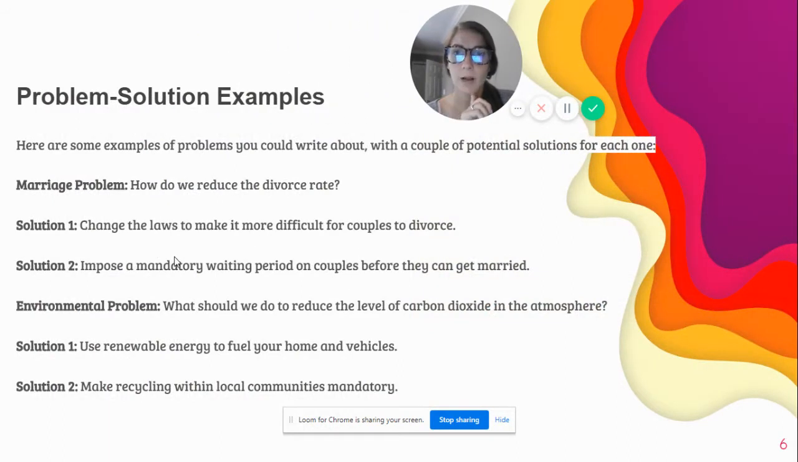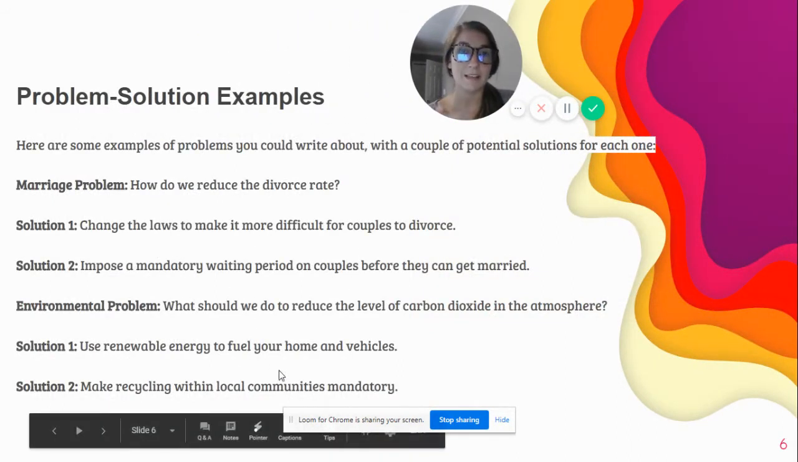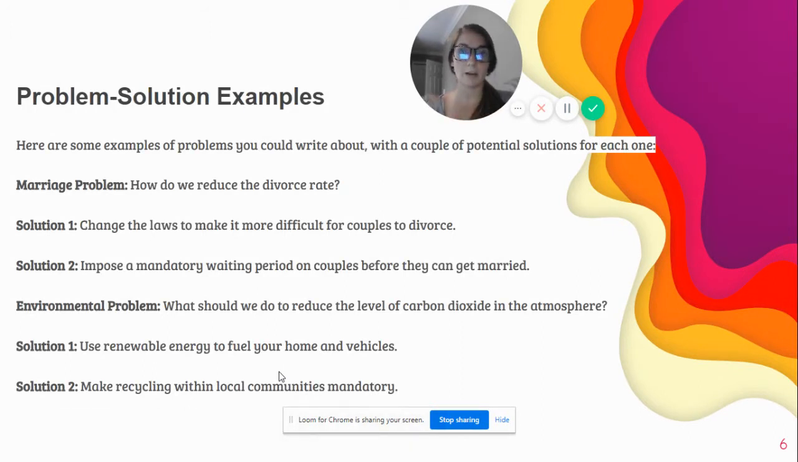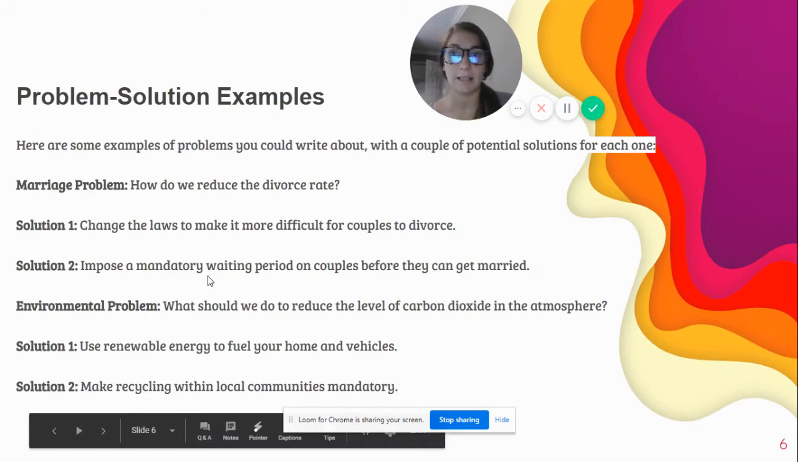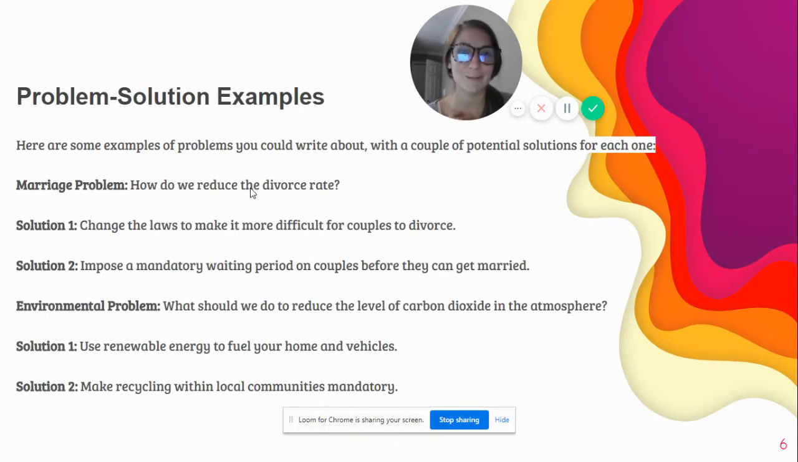And here are a couple problems and solutions, because I feel like that's going to be the most challenging part, is how to structure the problem and how to structure a solution. So in your speech, you can outline it like this. So there are 3 possible problems that I have here. One is the marriage problem. It says, how do we reduce the divorce rate? And in my speech, I outlined it as the divorce rate is really high in America. I outlined it as a statement.